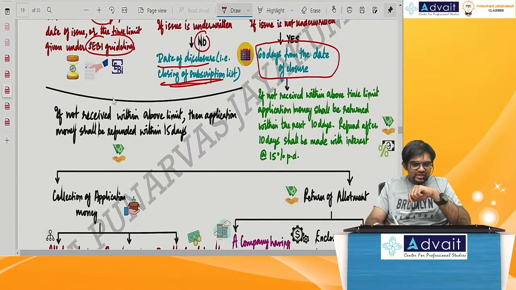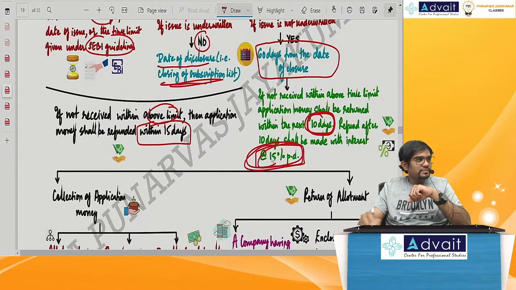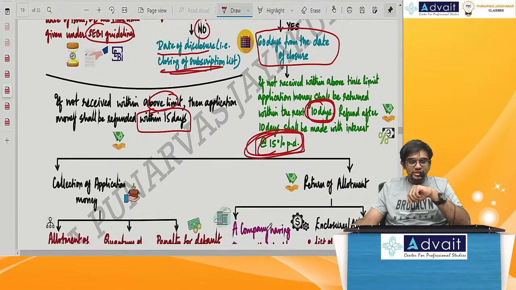If it is not received within the above limit, application money should be refunded within 15 days, that we already saw. Whereas if the issue is underwritten, mind you, then the application money should be returned within 10 days. If you don't return within 10 days, interest will be levied at the rate of 15% per annum. These interest rates, etc., you should remember. It will obviously help us in the examination.